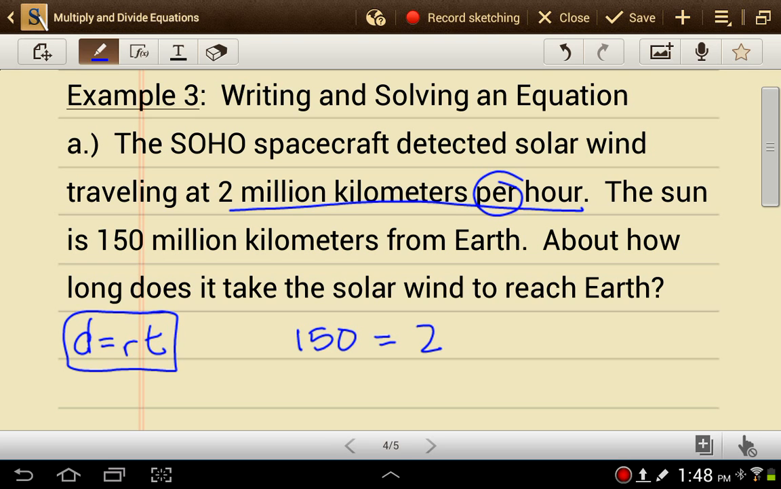And then my time, I don't know. About how long does it take? That's my variable. My question is asking me. Usually the question indicates what your variable is. How long? I don't know. So I'm going to use t for time. Now I have an equation.